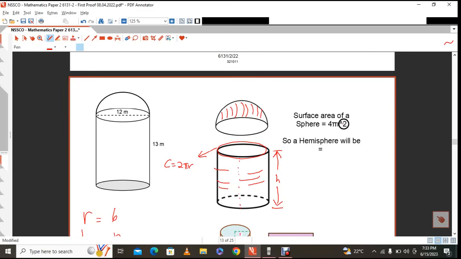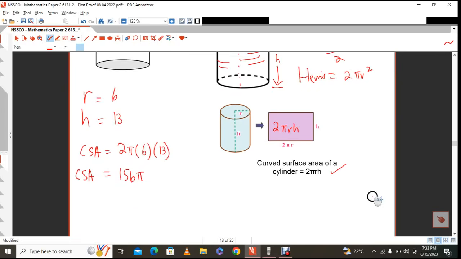So I gave you the formula for the surface area of a sphere, which is 4 pi r squared. So the formula for the surface area of a hemisphere will be 4 pi r squared, but divided by 2, which gives you 2 pi r squared. So this is the hemisphere, all right? That means if I come down to the hemisphere, the surface area of the hemisphere is 2 pi r squared, which is now 2 pi.